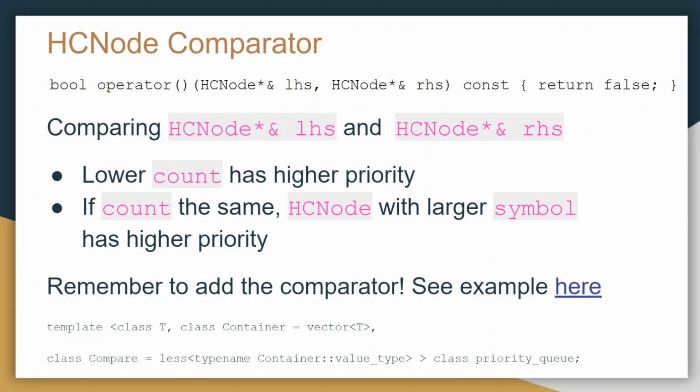And you should remember to add the comparator when you create your priority queue. So here's an example of how you should do it. You can also follow this link, and it shows the documentation of how you should be adding in the comparator. But if you don't give it access to this comparator for HC nodes, it doesn't know that you want to use it. The priority queue does not have access to it.